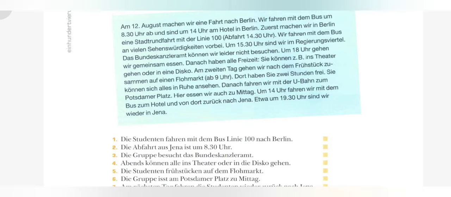So they are saying there you have 2 hours free. You can look at everything in peace. Then we take the subway to Potsdamer Platz. We also have lunch here. At 2 p.m. we take the bus to the hotel and from there back to Jena. We'll be back in Jena around 7:30. So now we have to mark the answers.